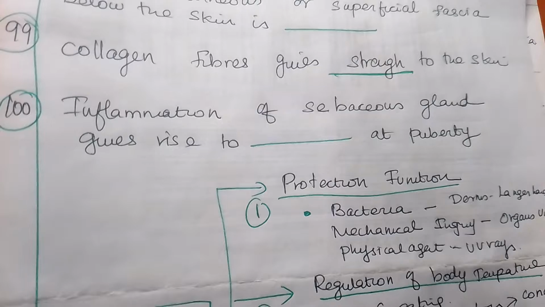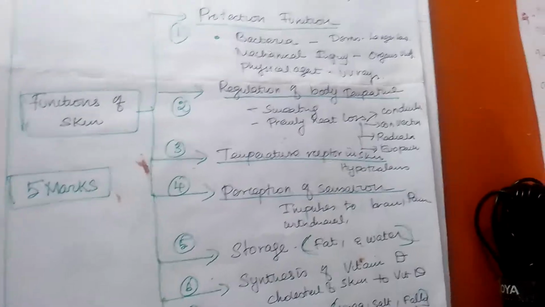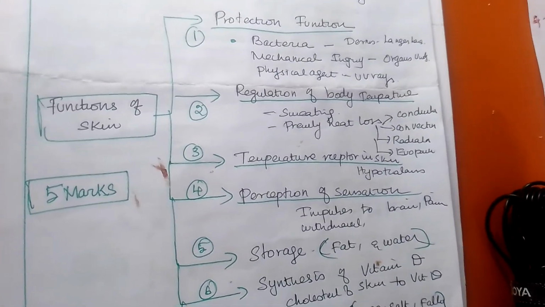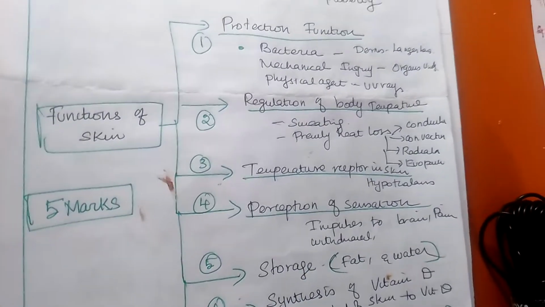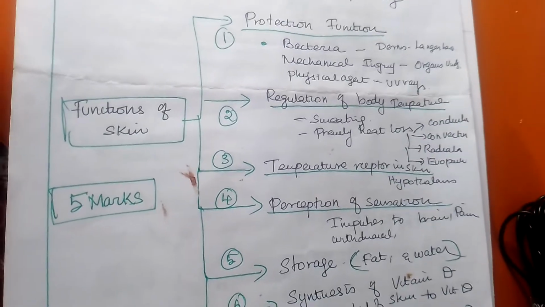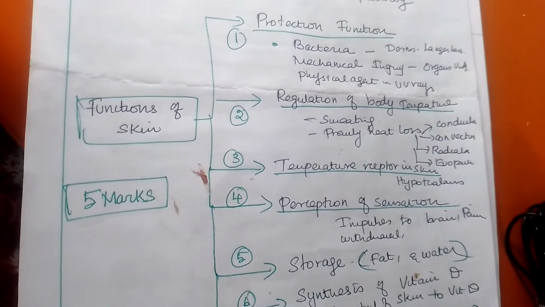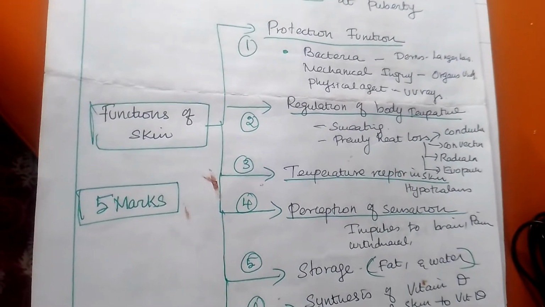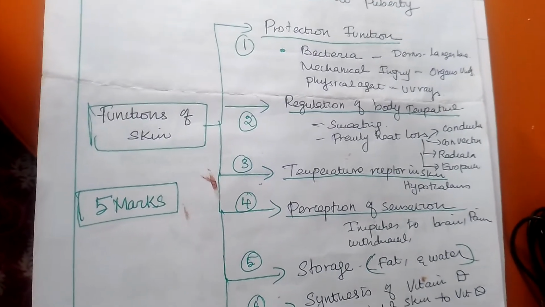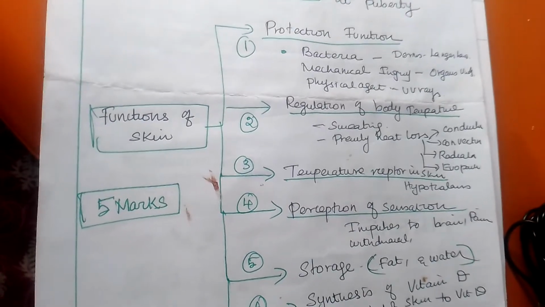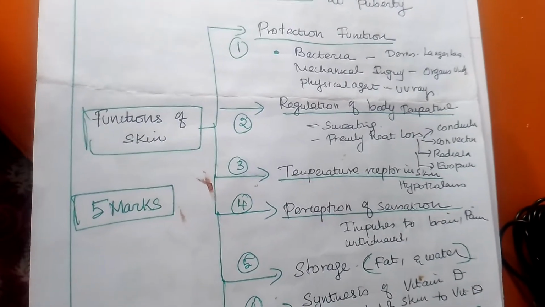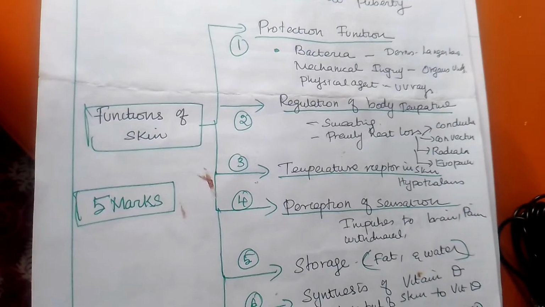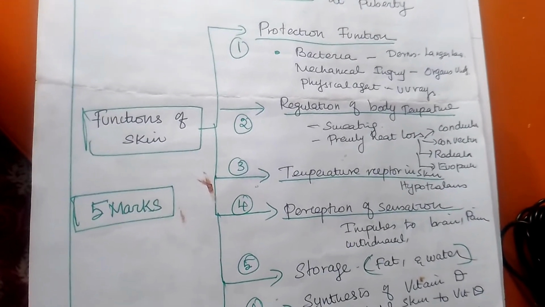Next we will see one of the important questions always asked, about the functions of the skin. Remember it this way: the first function is always protection. Protection means protecting from bacteria, mechanical injuries, and physical agents like UV rays. The dermis has Langerhans cells protecting against bacteria entering the skin. Then regulation of body temperature: it produces sweat and prevents heat loss by conduction, convection, radiation, and evaporation.